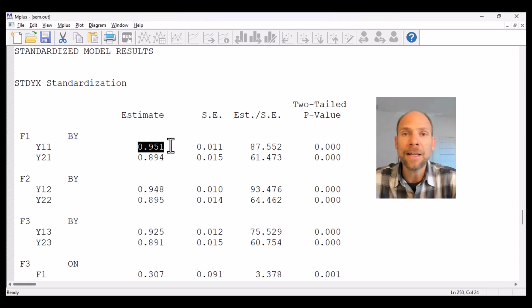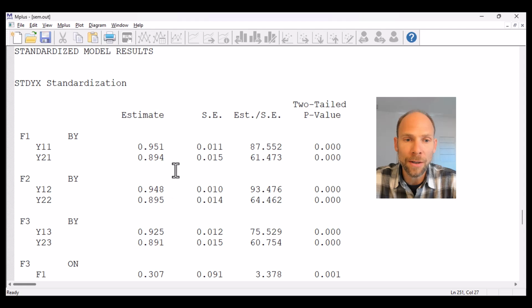And notice that this loading is no longer fixed to 1 as it was in the unstandardized solution, because now all variables are standardized, and so now the identification comes from fixing the variances to 1 rather than fixing a loading to 1. Now all the loadings can be estimated, and they can all be interpreted as correlations between the variable and its factor.